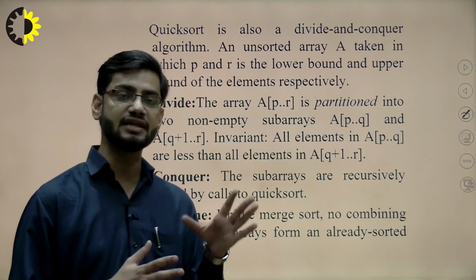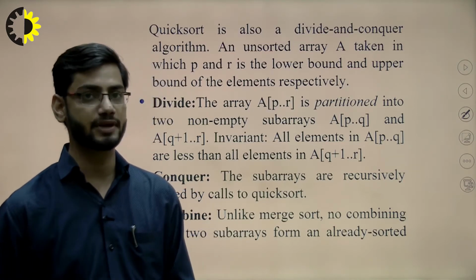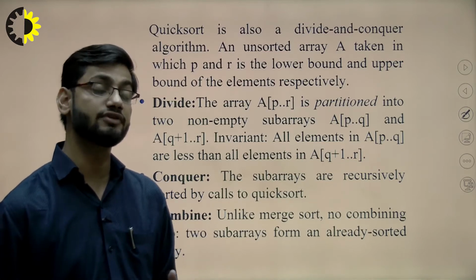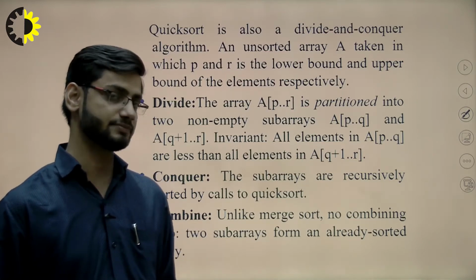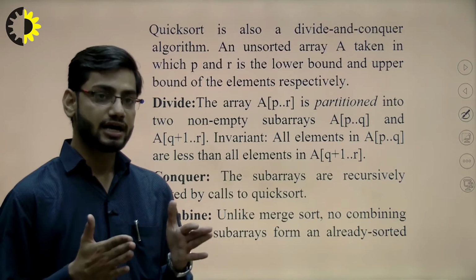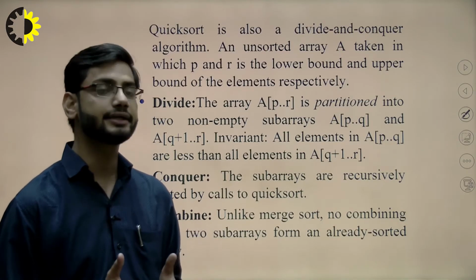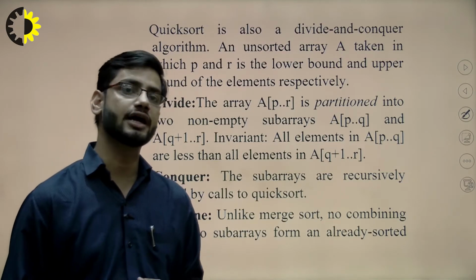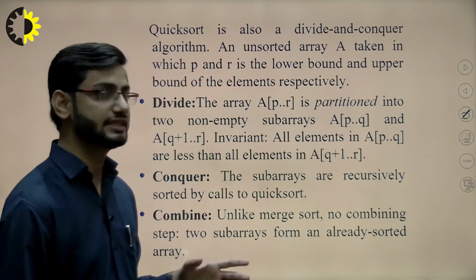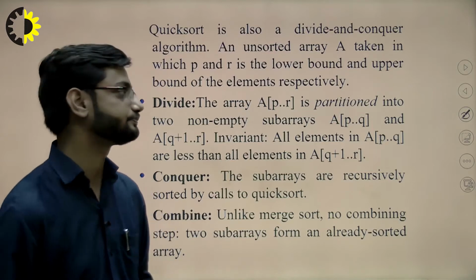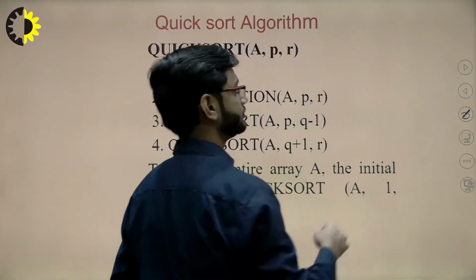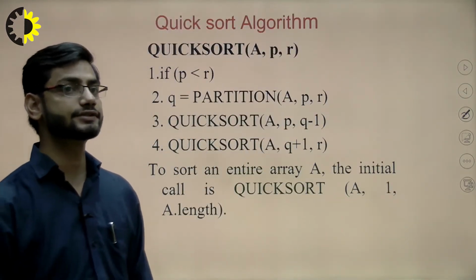It divides the main problem into sub problems, and we find the solution for the sub problems, and then the solutions of the various sub problems are combined to get the solution for the parent problem. So this approach is followed here. So this is the quicksort algorithm.